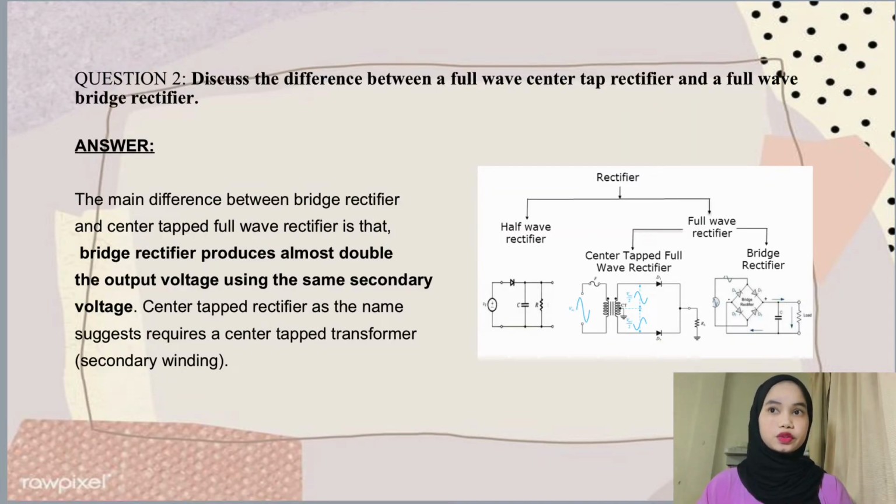Okay, for question 2, discuss the difference between a full wave center tap rectifier and a full wave bridge rectifier. The answer is the main difference between bridge rectifier and center tap full wave rectifier is that bridge rectifier produces almost double the output voltage using the same secondary voltage. Then center tap rectifier, as the name suggests, requires a center tap transformer secondary winding.